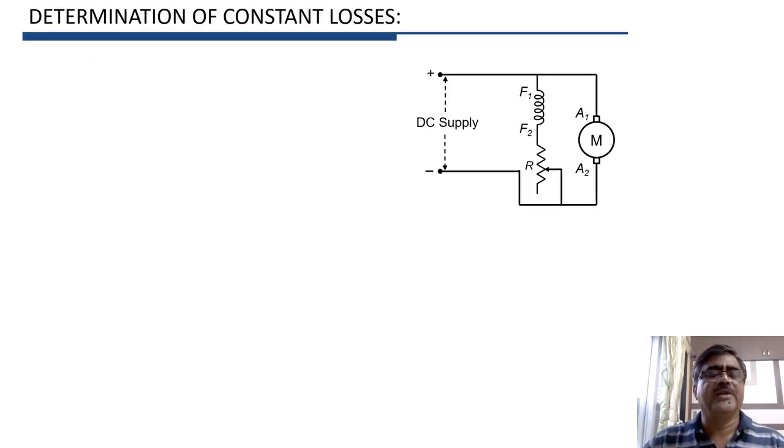Now we have studied the procedure of performing Swinburne's test. With the help of readings of Swinburne's test, it is possible to determine constant losses of the machine. Once the constant losses are determined, it is possible to determine the efficiency of machine at any load condition, whether the machine is operating as a generator or as a motor. So let us now see what is the procedure for determination of constant losses.